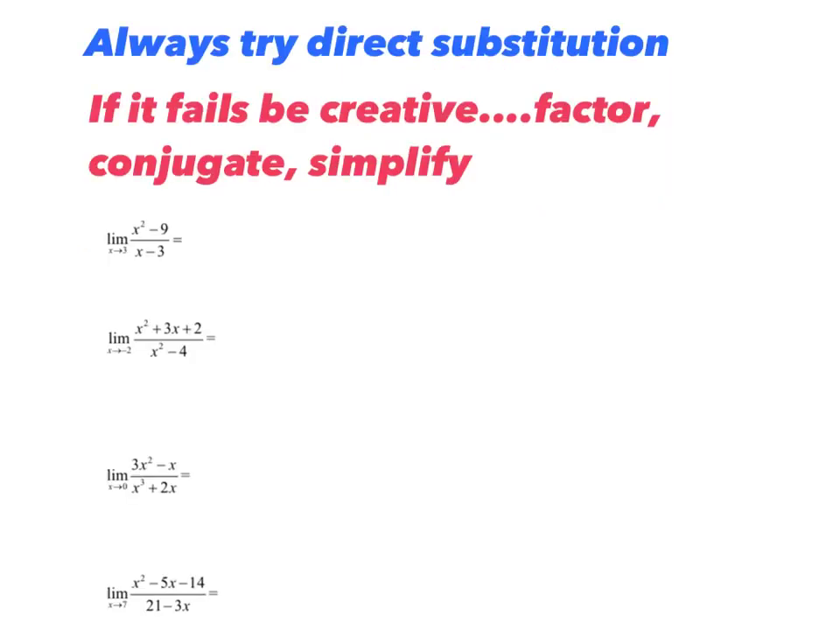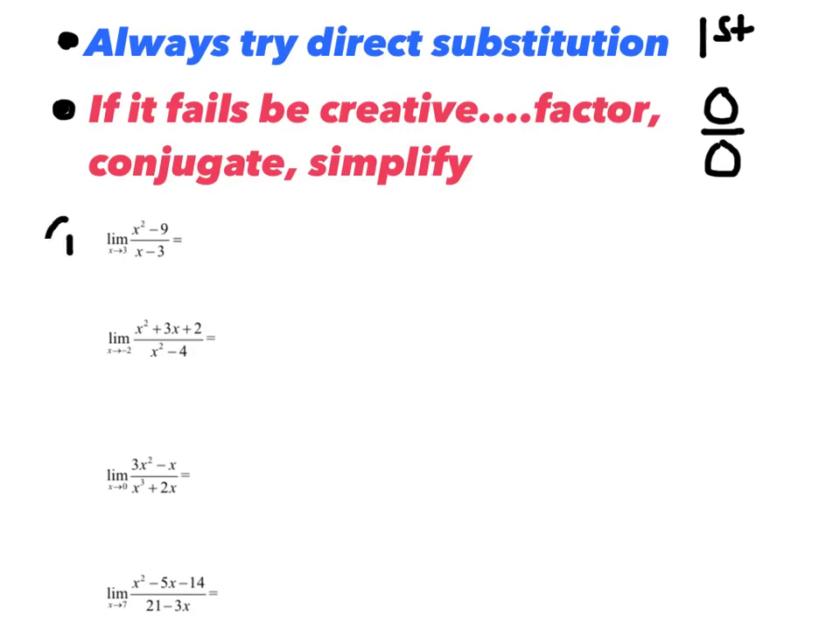All right, our next piece, I just again stress in your notebook, we are always trying direct substitution first. If that fails, be creative. You can factor, use the conjugate method, simplify, do what it takes to clean that function up. And how do you know if it fails? Well, it fails if you get indeterminate 0 over 0. But direct substitution has got to come first.